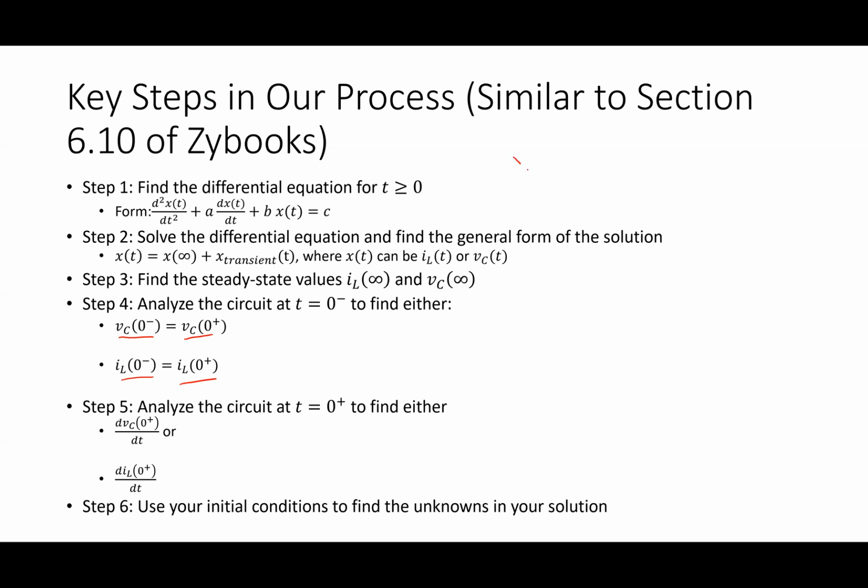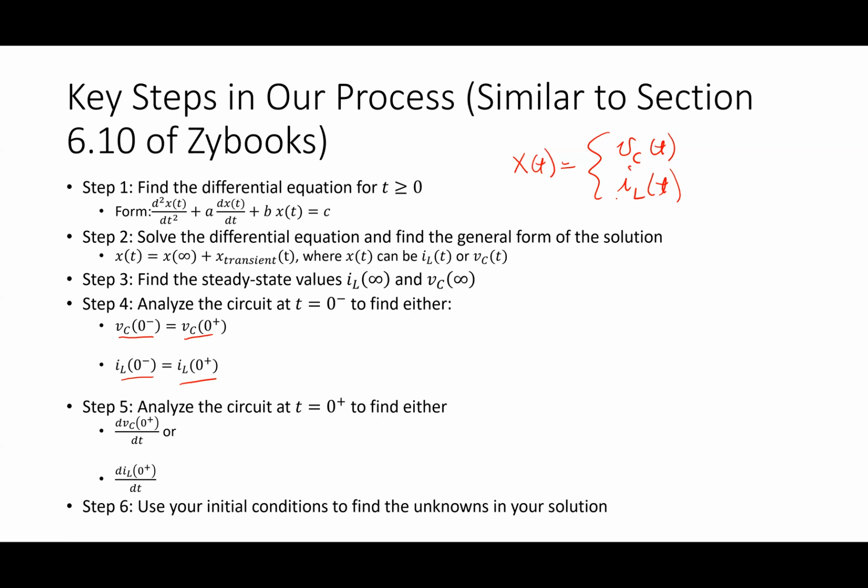Capacitor voltage or inductor current. X of t is always going to be either capacitor voltage or inductor current. Why those two things? Well, those are the energy storage quantities, right? I is related to the energy storage in the inductor. V is related to the energy storage in the capacitor. You're never going to see anything for VL or IC. Okay. You're going to see them always for IL or VC. Basically, the energy storage variables are the ones you're going to see.